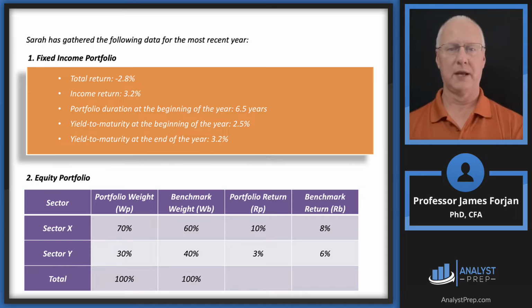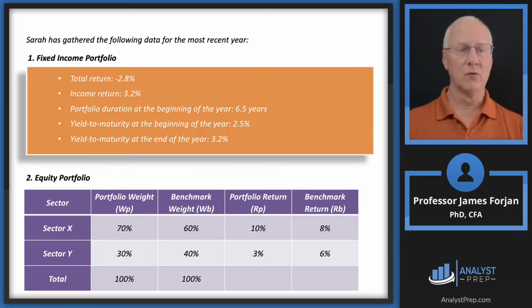But yield to maturity beginning, yield to maturity ending. So yields were 2.5 and then 3.2 by the end of the year. So what we get out of this orange box is that total return is minus, income return is plus, and then interest rates have gone up during the course of the year, so that probably means something.